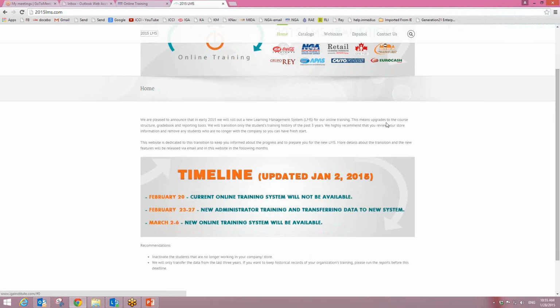Since you guys are online, one of the things I wanted to make sure is clear is how we need to prepare for this transition. I think the first thing we need to do is make sure that everybody cleans up their system. In this new system, the fees are based per student. I mean, the charges are per student.